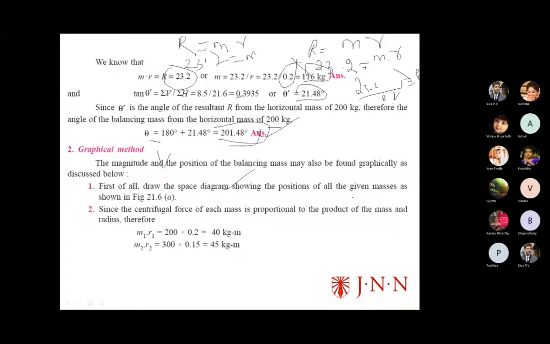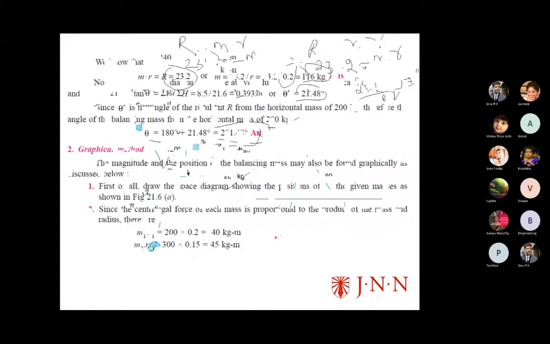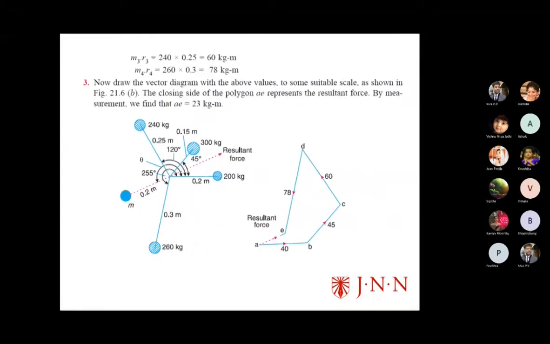We need to see what values and what positions have been given. Second, since the centrifugal force of each mass is proportional to the product of mass and radius, therefore m1 into r1, m2 into r2, m3 into r3, m4 into r4 as usual. So now draw the vector diagram. This is the space diagram and this is the vector diagram.